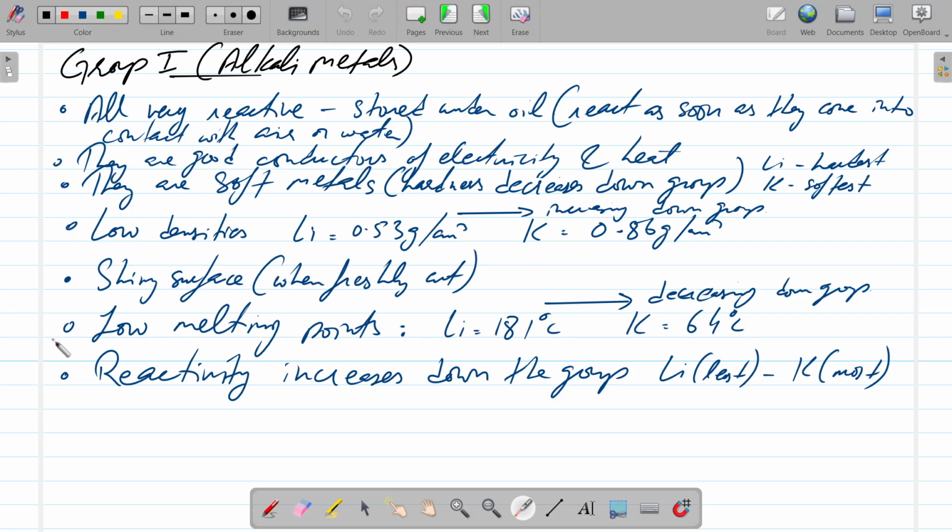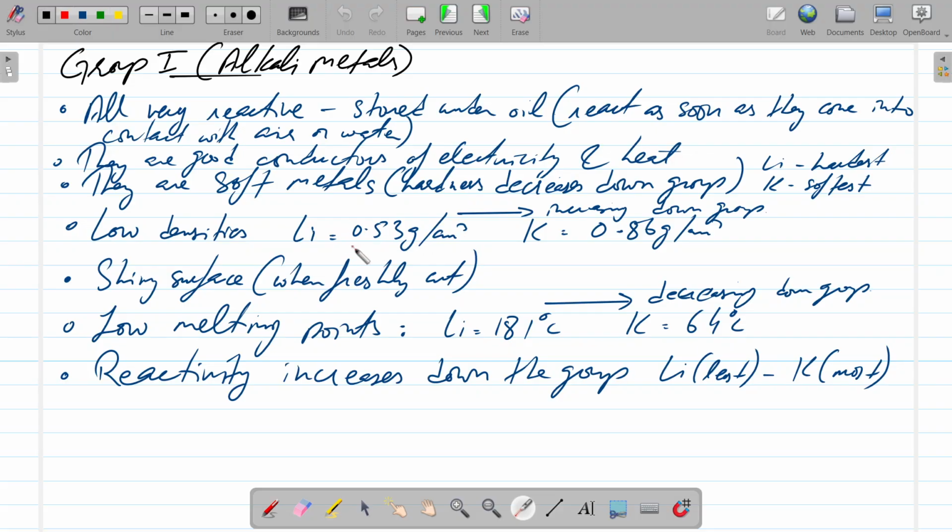Then studying group 1, some of the properties are that they're all very reactive. All the metals in group 1 are called alkali metals, and they are stored under oil. They react as soon as they come into contact with air or water. They are good conductors of electricity and heat. They are soft metals, and their hardness decreases down the group. They have low densities.